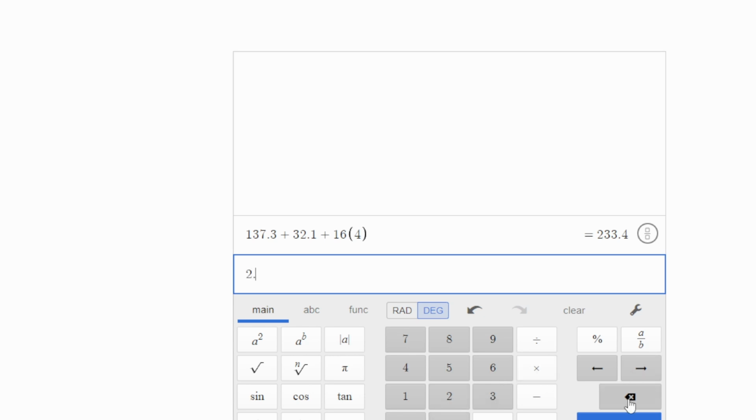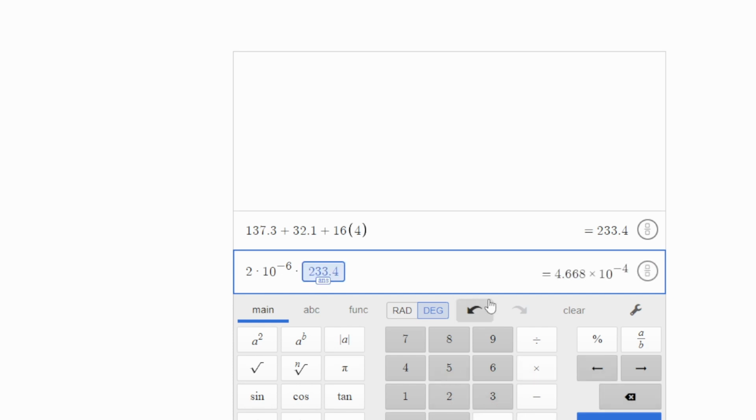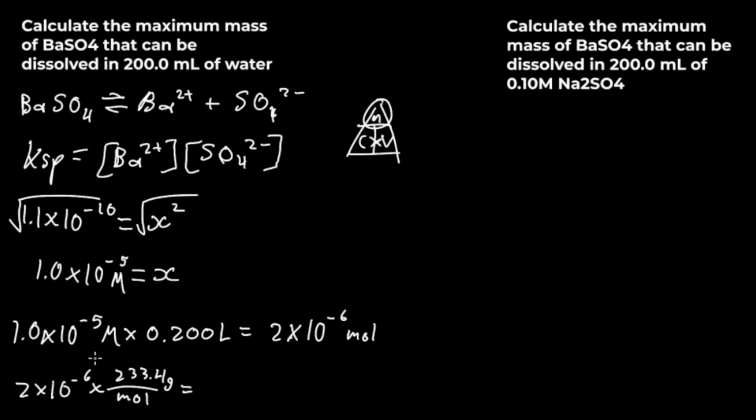2 times 10 to the negative 6th times that, we'll say 4.7 times 10 to the negative 4th grams. So that is roughly how many grams, or the maximum mass of BaSO4 that can be dissolved. If you use more sig figs, you'll get more precise answers, of course, but this is close enough. It's around 4 times 10 to the negative 4th. So that's how you do this first question.